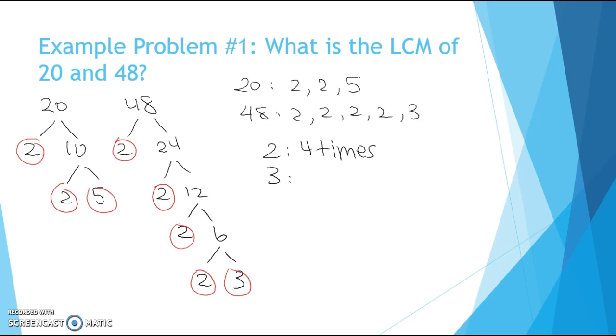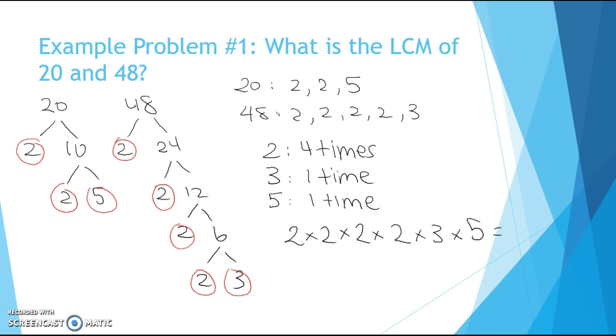For number 3, it only occurs once in number 48, so we're going to write 1 time next to it. For number 5, it only occurs once in number 20, so we're going to write 1 time next to 5 as well. Now, we multiply the prime factors together, the greatest number of times they occur. So, 2 times 2 times 2 times 2 times 3 times 5 equals 240. The LCM of 20 and 48 is 240.